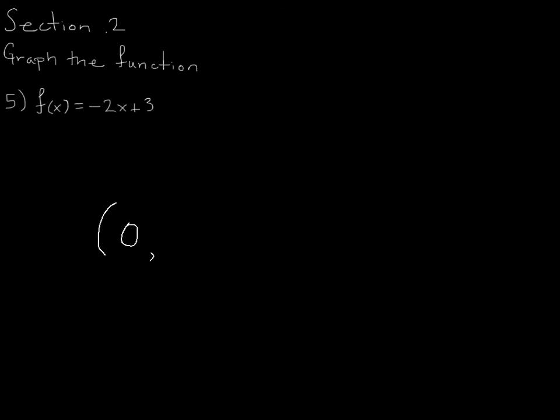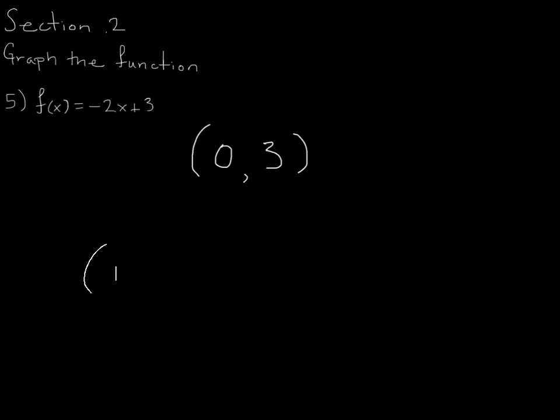So plugging in 0 into the function, we get 3. This is a particularly easy point to find because you can read it off the function when you're in slope-intercept form. There's the 3 that corresponds to the y-intercept. Next, we simply plug in any other point.